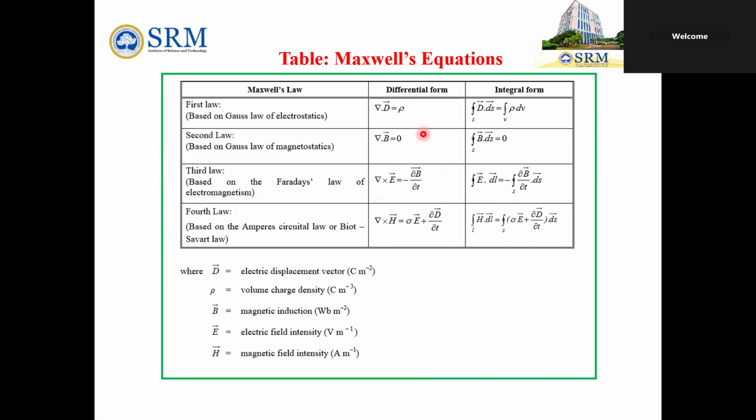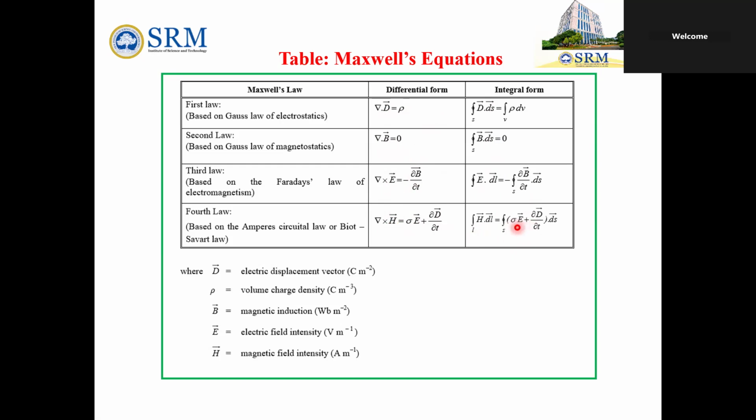All the equations are: del dot D equal to rho, del dot B equal to 0, curl E equal to minus dou B by dou T, curl H equal to sigma E plus dou D by dou T. This is the differential form of Maxwell's equations. These are all the integral forms of the Maxwell equations. Now we should learn some basics. Capital D is the electric displacement vector, rho is the volume charge density, B is the magnetic induction, E is the electric field intensity, and capital H is the magnetic field intensity. Here sigma E plus dou D by dou T is a current density.